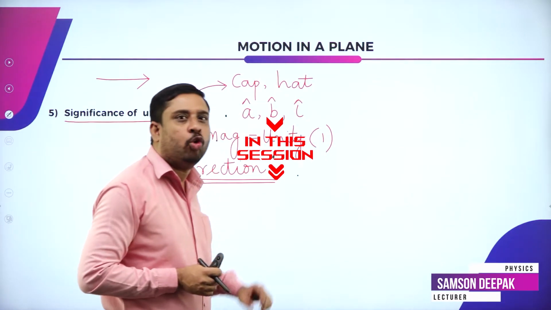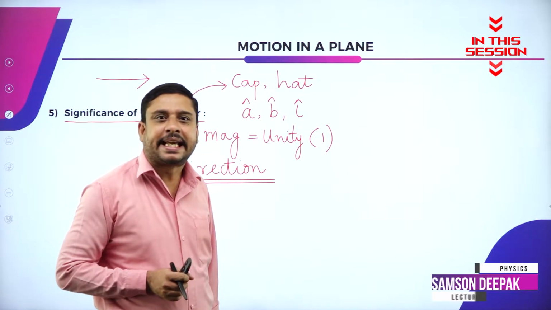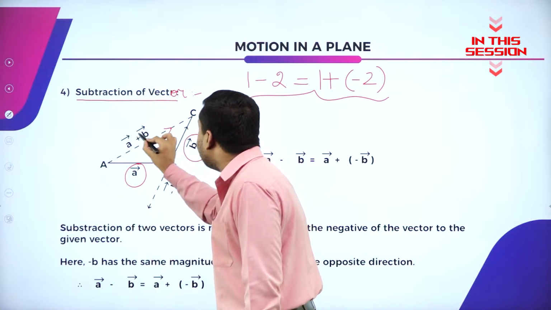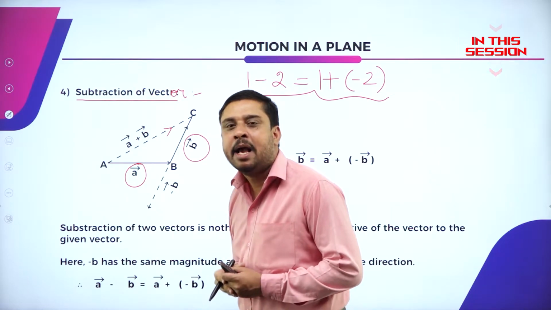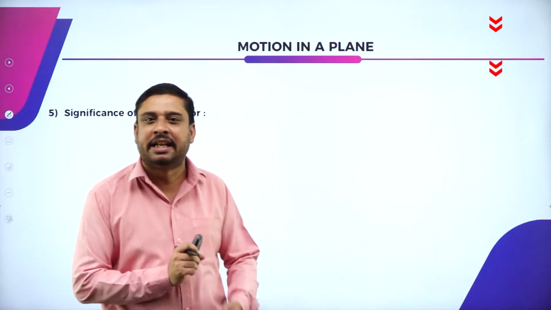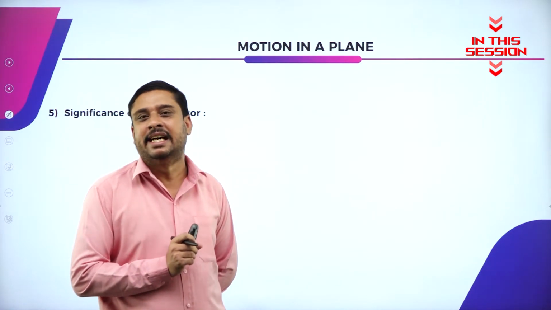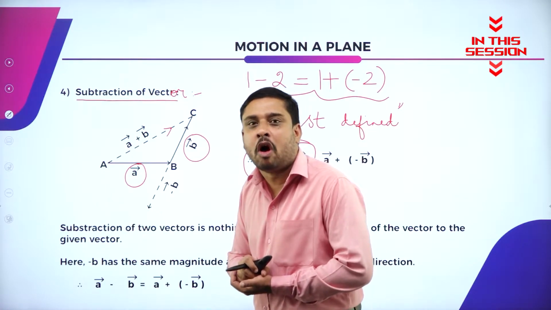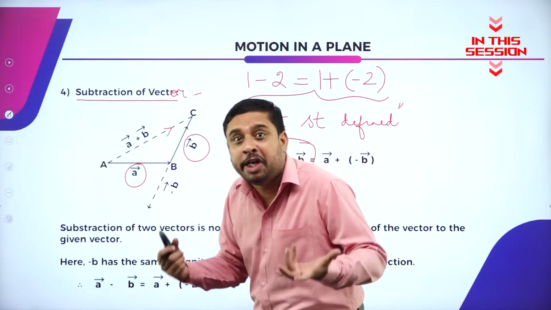Magnitude of the unit vector is unity and it always indicates direction. And the third side is giving me the sum, which is vector A plus vector B. That is the only operation that is not possible in vector theory. Subtraction of vectors is not a defined operation. Then how do I do?